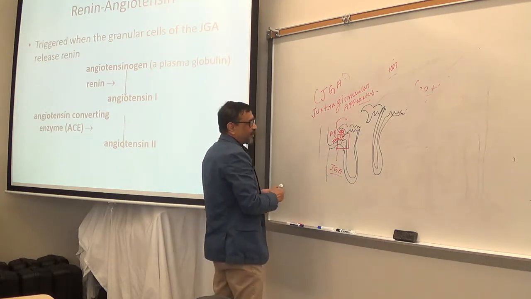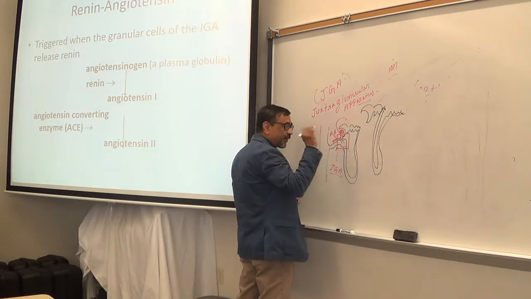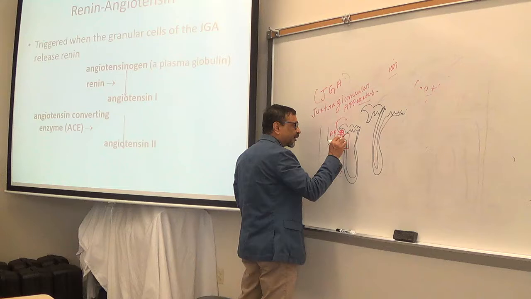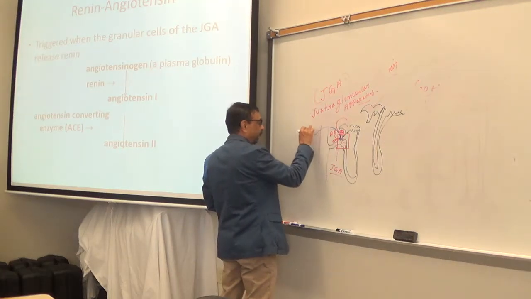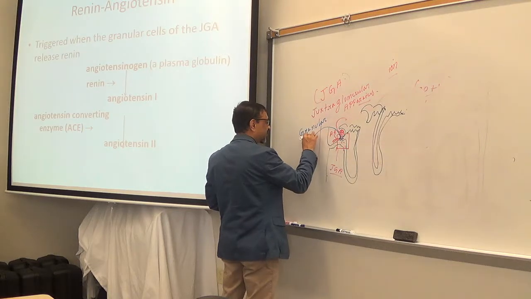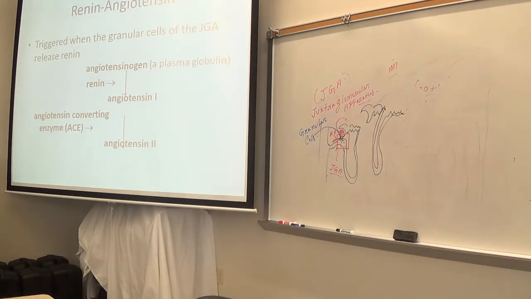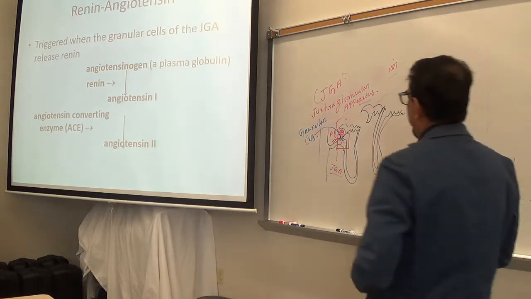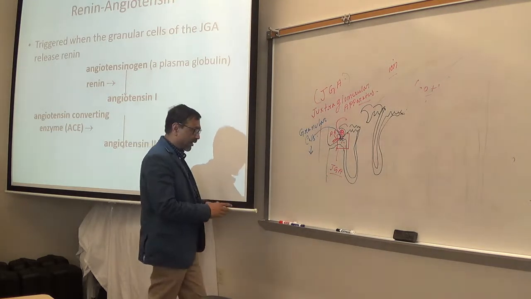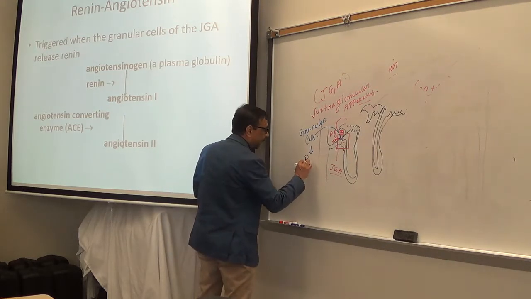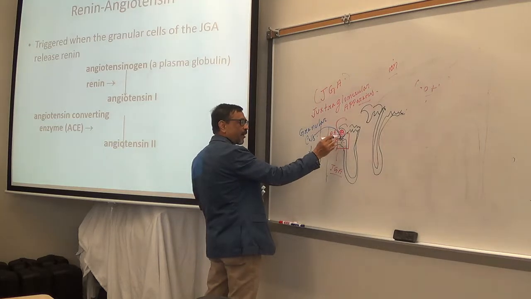Because if you see the wall of the afferent arteriole, only in this part, you have very important cells in the wall. These cells are called the granular cells. So in the wall of the afferent arteriole, you have the granular cells. And these granular cells secrete a very important chemical that is called renin. So renin is secreted by the granular cells located in the wall of the afferent artery.